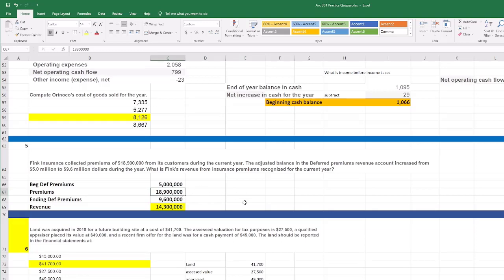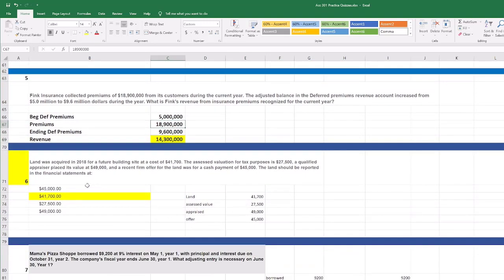Okay. All right. Land was acquired in 2018 for a future building site that cost $41,700. The asset valuation for tax purposes is $27,500. A qualified appraiser placed the value at $49,000. A recent firm offered the land for a cash payment of $45,000. The land should be reported on the financial statement at, and this is getting to the historical cost.